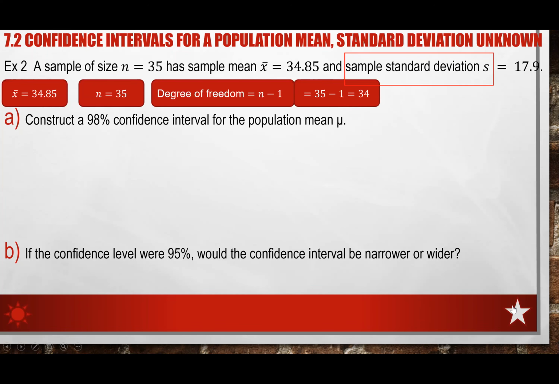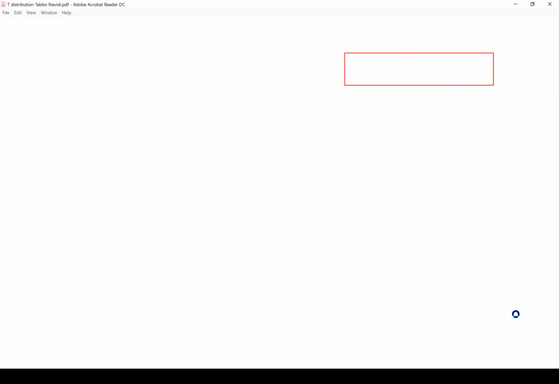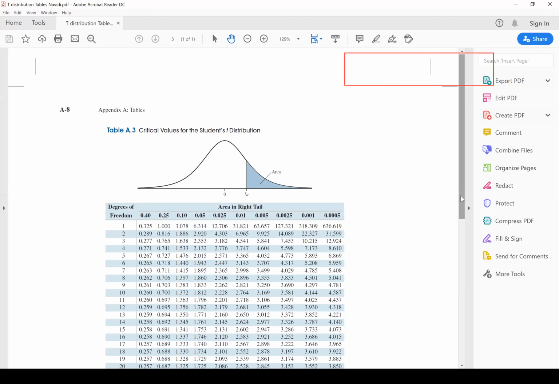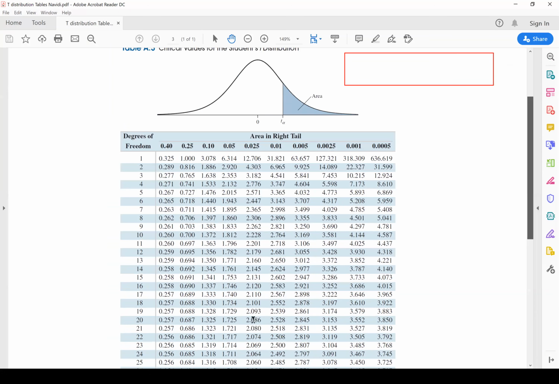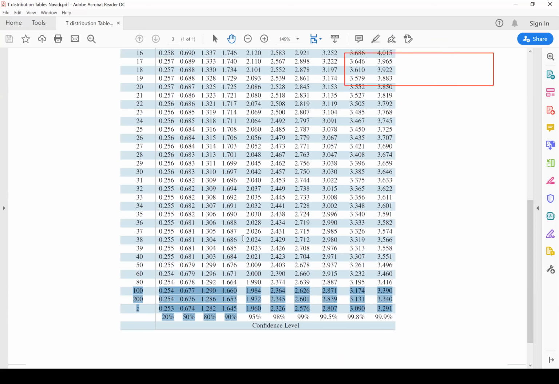Well, we know that we need to have a critical value. Do you agree that 95% confident is this column that we're looking for, 95%? And do you agree that 35 minus 1 is 34, which is my row, the 34 item? And for 95% confident, the T critical value is 2.032.